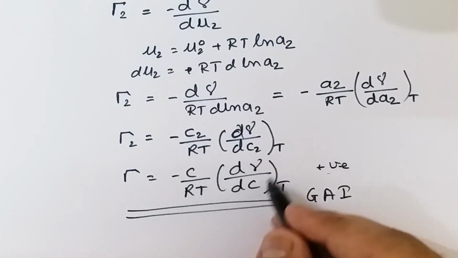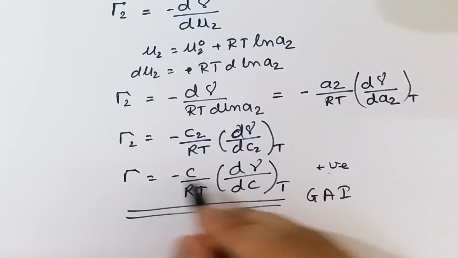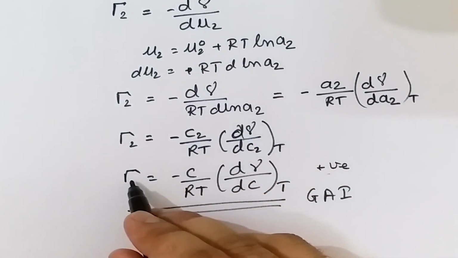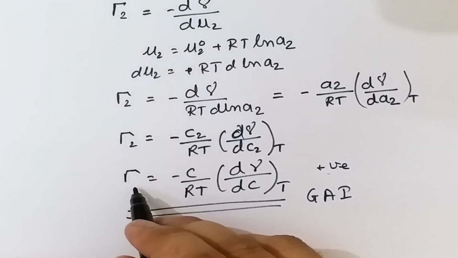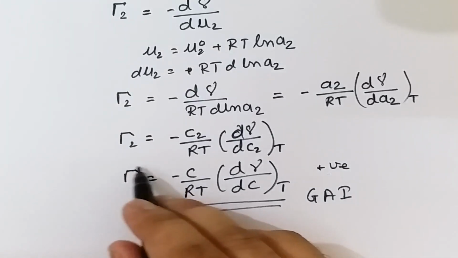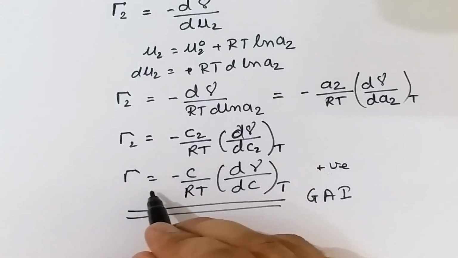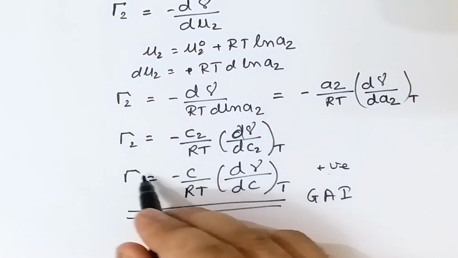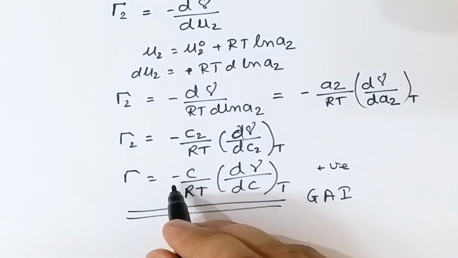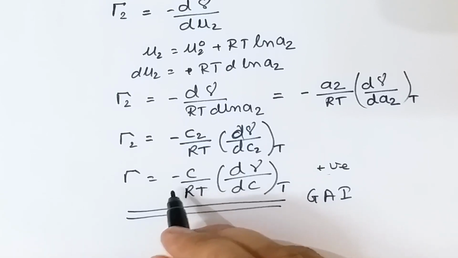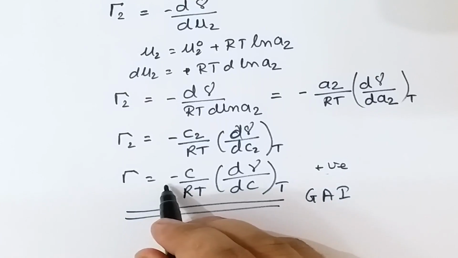Similarly, if d gamma by dC has a negative value, then the surface excess will be a positive value, and such a solute will lower the surface tension of the solution. So if the value of the surface excess is positive, then the solute will lower the surface tension of the solution, and if the surface excess has a negative value, then the addition of solute will increase the surface tension of a particular solution.